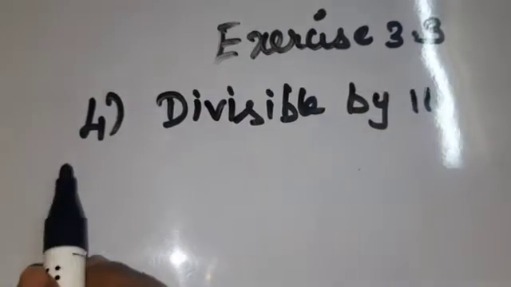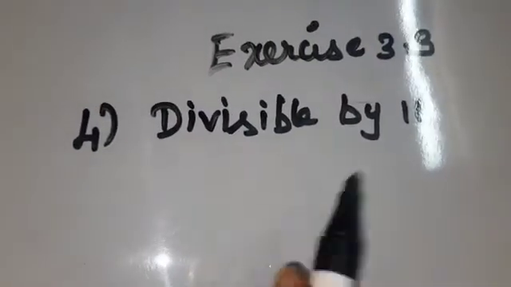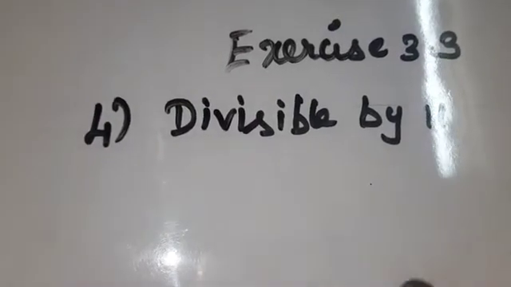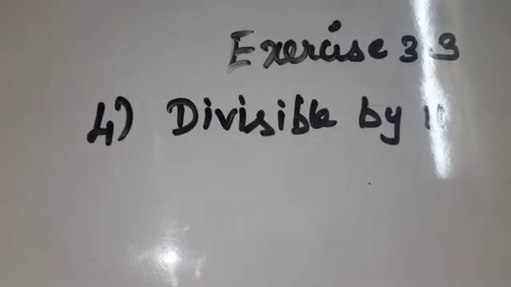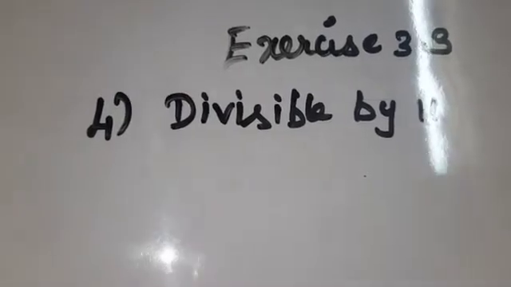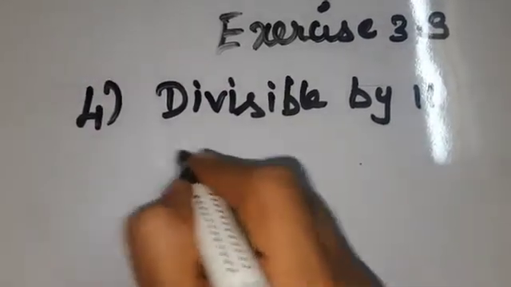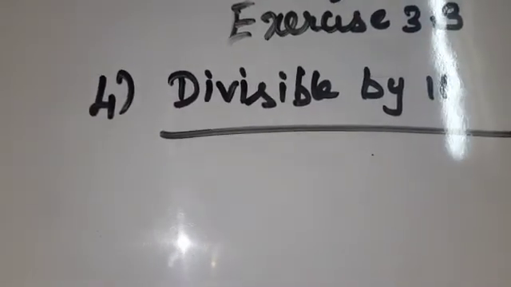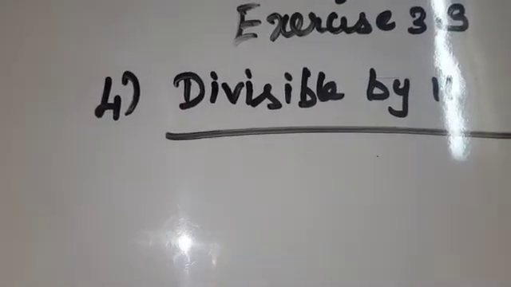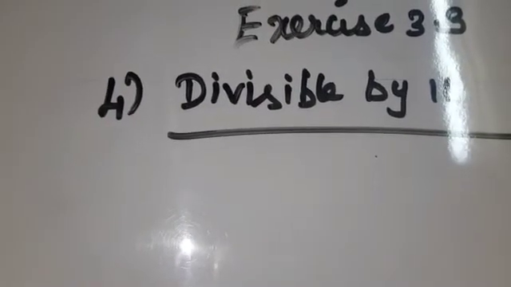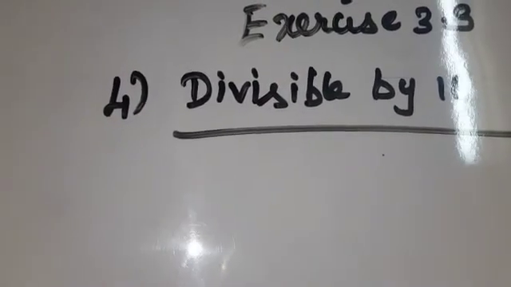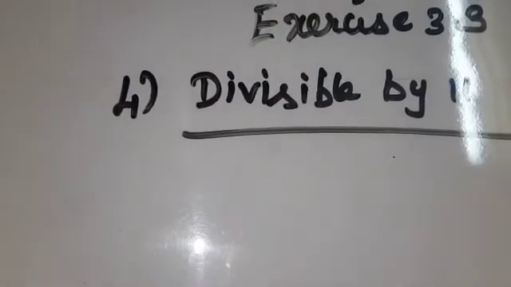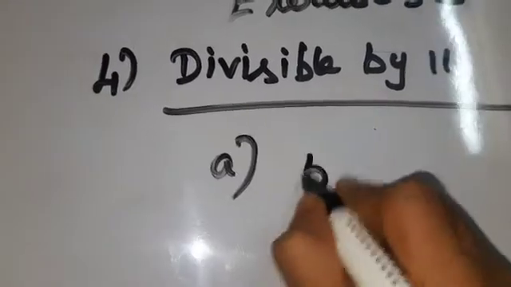Exercise 3.3, fourth problem. Using divisibility test, determine which of the following numbers are divisible by 11. They will be giving a few numbers, and we are going to test whether the given number is divisible by 11 or not. For 11, the divisibility rule is, first we circle the odd digit numbers, and then we circle the even digit numbers in the given number.